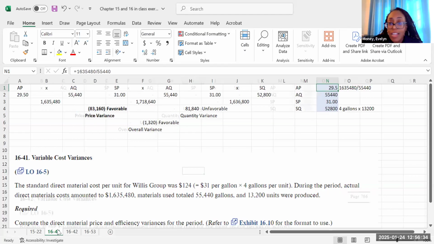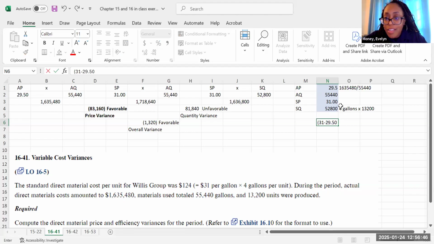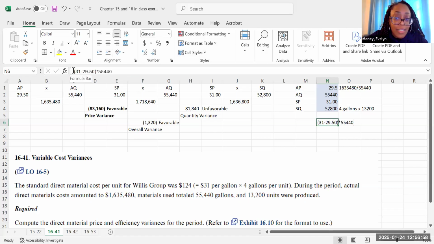Oh, I forgot to do the shortcut. Let's do the shortcut. The shortcut would be for the price variance, the 31 minus the 29.50. And then all of that gets multiplied by the actual quantity. That's the thing we have in common there. And it would be nice if I turn this into a formula. And I get 81,360.